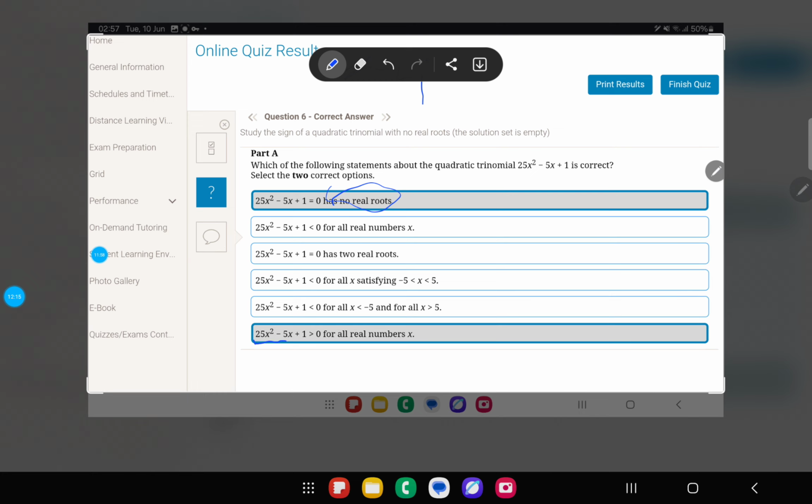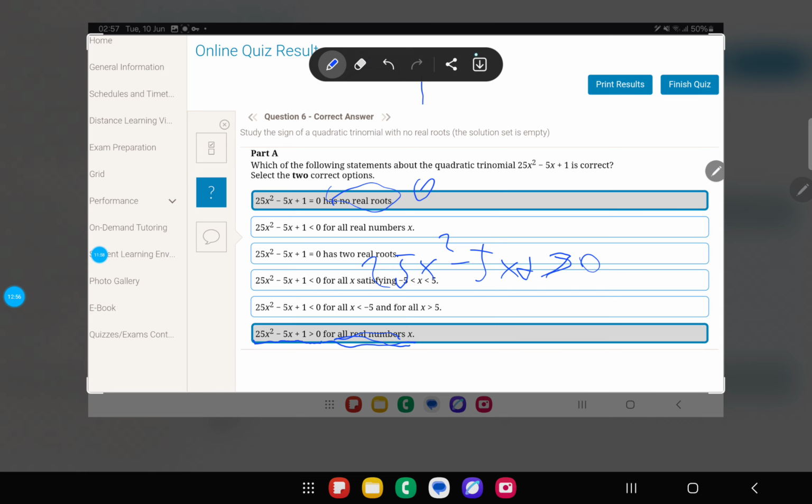And this one, 25x squared minus 5x plus 1 is greater than 0. Okay, since it's greater than 0, it will be for all real numbers x. Since there's no real roots, we say it's all real numbers. Because in the last question I said, for example, if it was greater than 0, it would be all real numbers except the root. But since there are no roots here, we say it's for all real numbers. Got it? Because there's no real root, so it's 0, and so we only count the greater than, which is all real numbers.